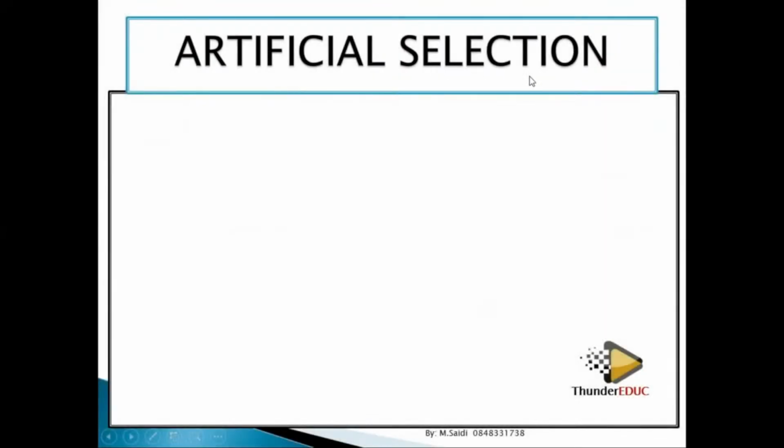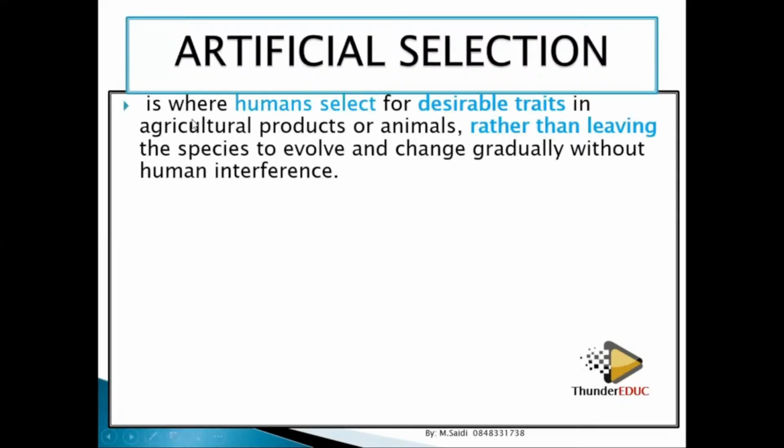Let's look at artificial selection. We have talked about natural selection, where nature selects which one is best suited to the environment. But in artificial selection, it's the human who selects which one is supposed to continue with life or not. Actually, it depends on the desire of the human being. It's where humans select for desirable traits in agricultural products and animals, rather than leaving the species to evolve naturally or gradually without human interference. So in this case, humans are interfering in what is happening in the environment.